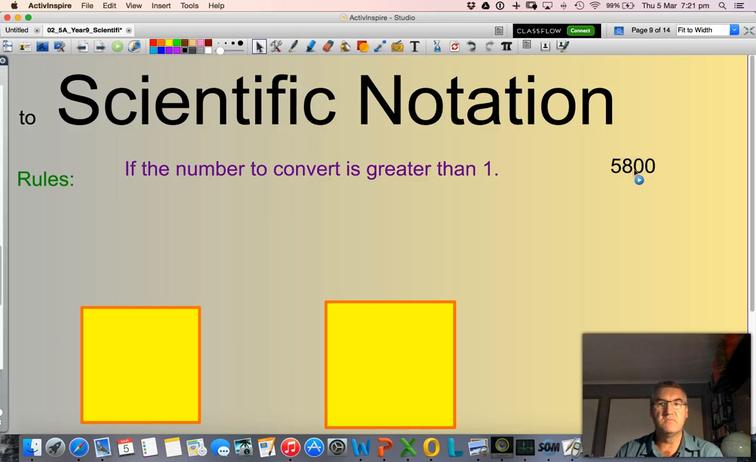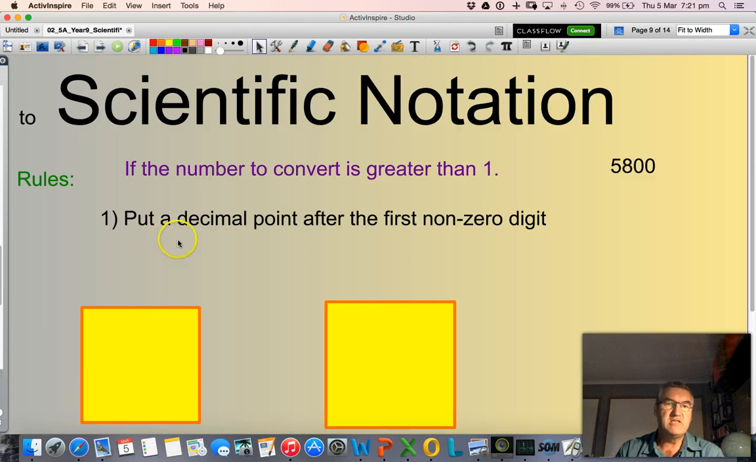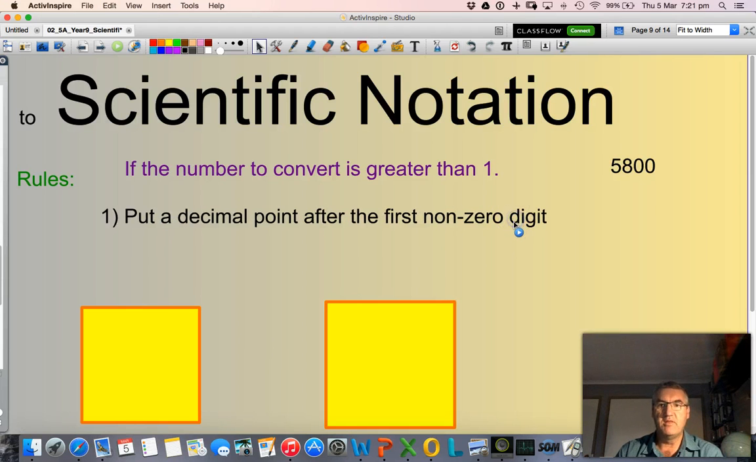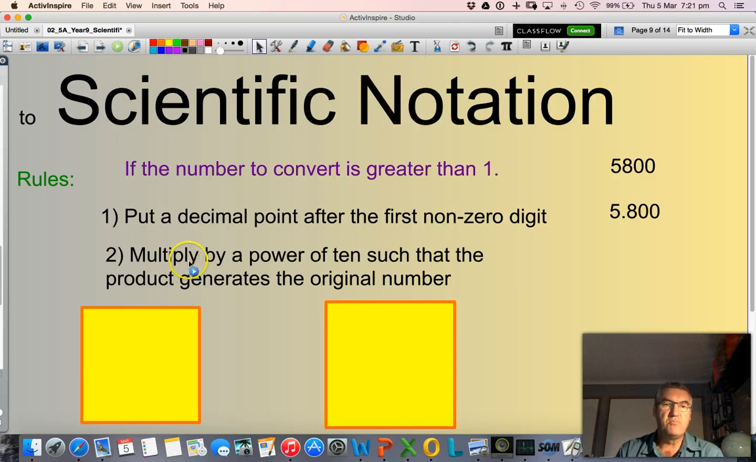So what you need to do is put a decimal point after the first non-zero digit. By that I mean we'll end up with 5.8. So 5 is our first non-zero digit. Then you need to multiply by a power of 10 such that the product generates the original number. So I need to get back from 5.8 to 5,800. In other words, I need to multiply this number by 1,000.